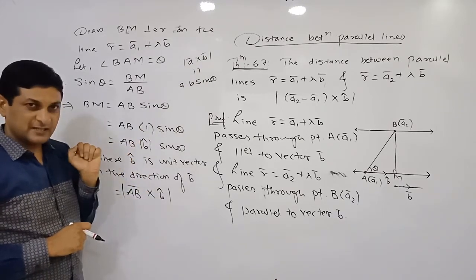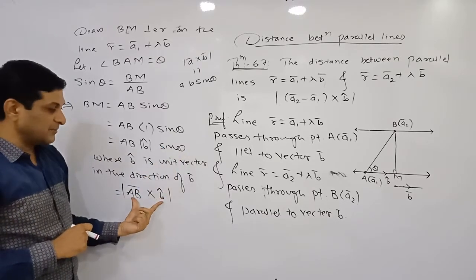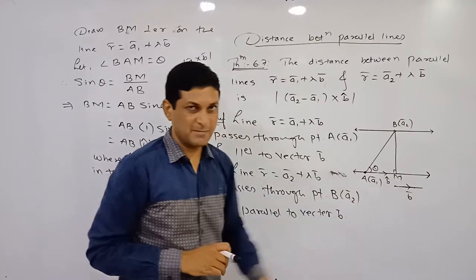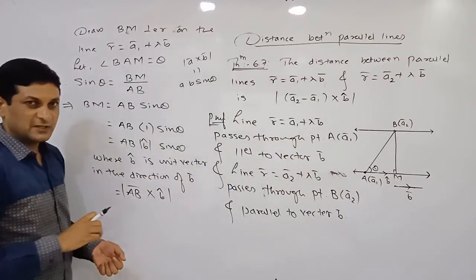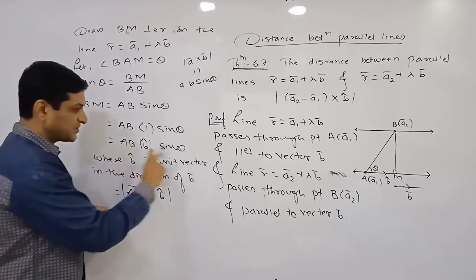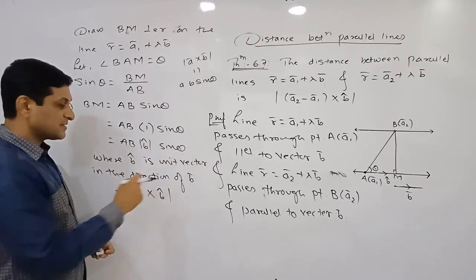Check that here the second term is the magnitude of the second vector into sine theta. Theta should be the angle between these two vectors. Yes, here theta is the angle between AB bar and what? B cap. So according to the definition of magnitude of a bar cross b bar, this whole expression can be written as magnitude of AB bar cross b cap.